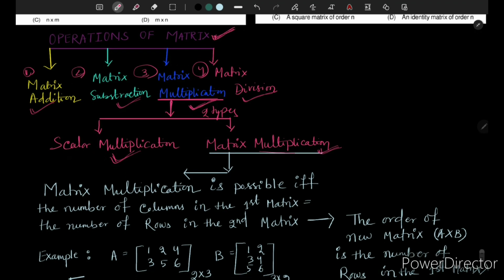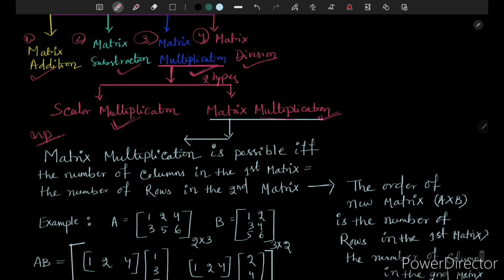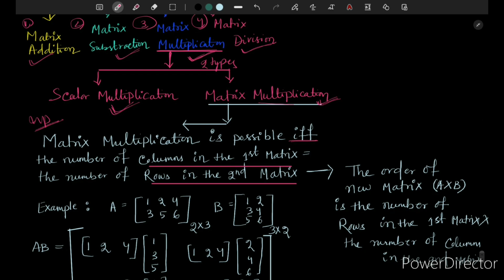So what is matrix multiplication? One of the important rules regarding matrix multiplication is: matrix multiplication is possible if and only if the number of columns in the first matrix equals the number of rows in the second matrix. Suppose we have two matrices, matrix A and matrix B. You all have to write this point because this is very important regarding matrix multiplication. If A and B are two matrices, then A and B can be multiplied if and only if the number of columns in the first matrix, that is matrix A, equals the number of rows in the second matrix, that is matrix B.